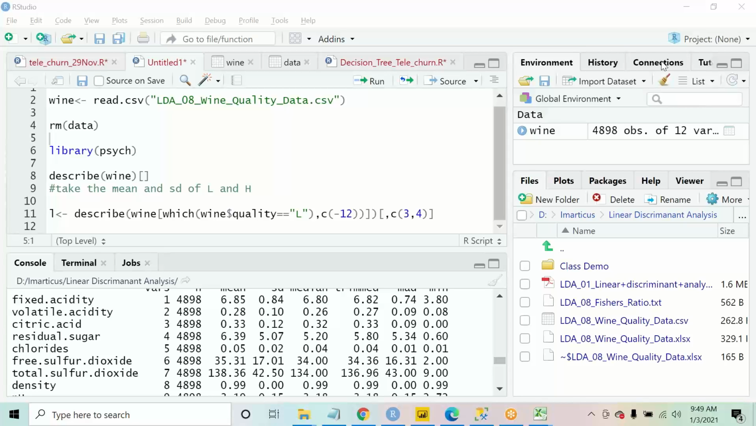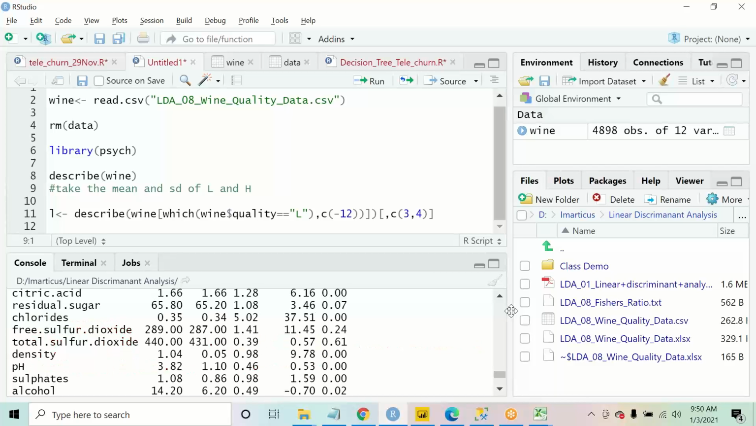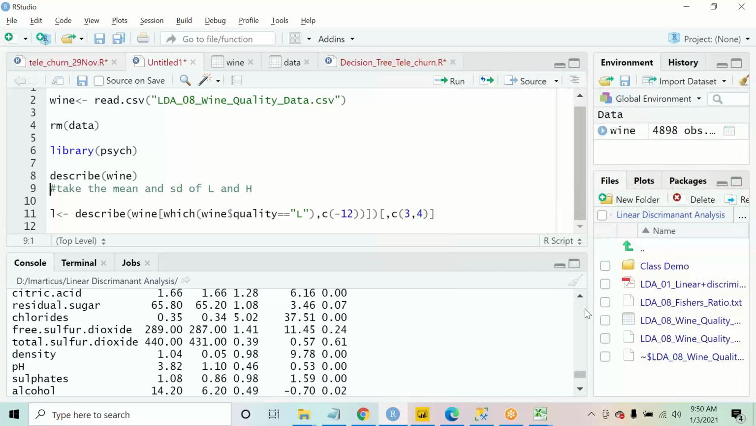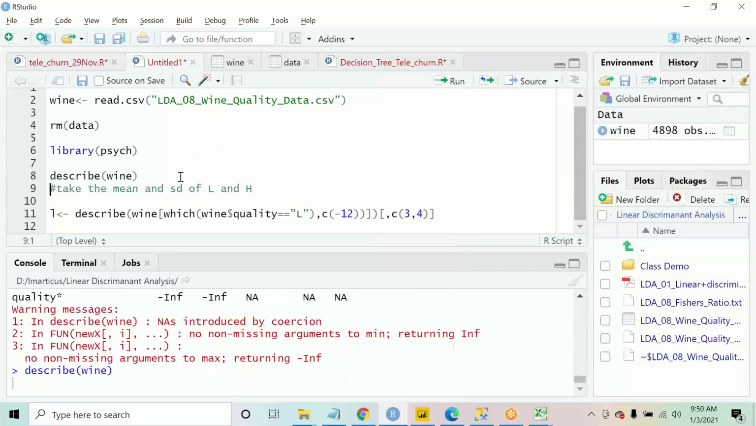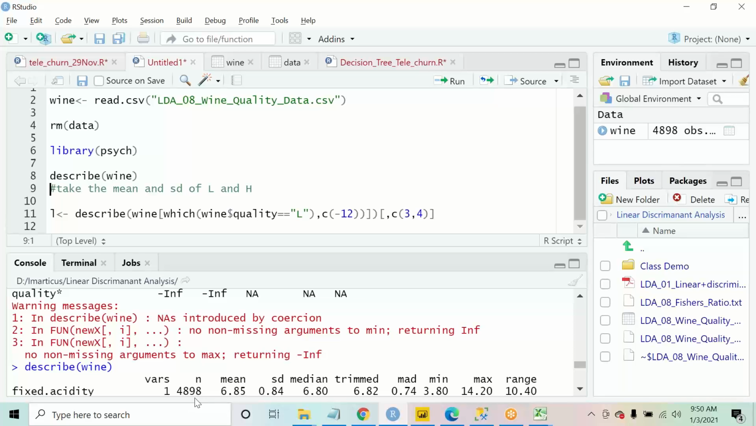Okay, so what I was trying to do was explain this describe function. In the describe function, what I have done now is I have simply said that when you say describe and tell that data set wine, it gives you the complete statistics, right? So it gives you all this information over here if you will see. It gives you all this information, right?